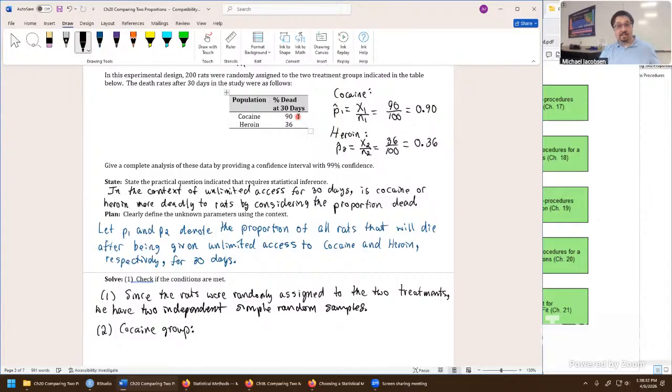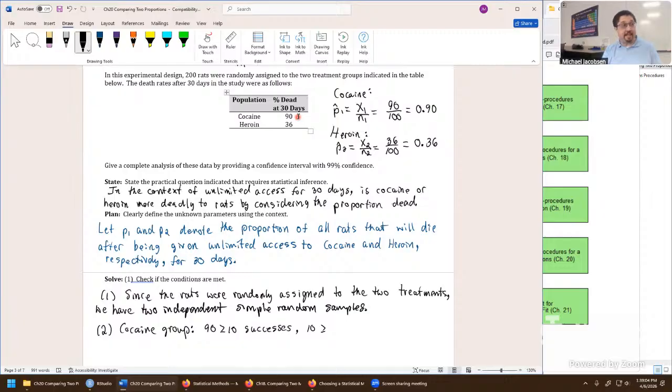In the cocaine group, a success is the outcome of dying. 90% dead, but out of a sample size of 100 means 90 successes altogether. So we have 90, which is greater than or equal to 10 successes. And that's the benchmark we have to hit. It has to be at least 10, so greater than or equal to 10. There was 90 successes, but the sample size is 100. That means there was only 10 failures. 10, which just barely hits that boundary.